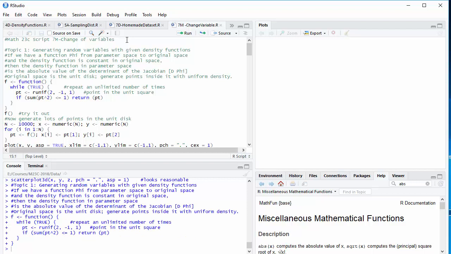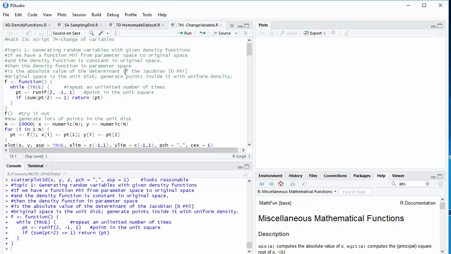Now we know the theory behind this. If we have a function, which we usually call phi, from parameter space to our original space, and we want the density function to be constant in original space, then the density function in parameter space has to be the absolute value of the determinant of the Jacobian of the parameter function.